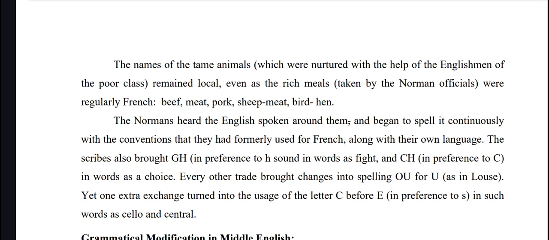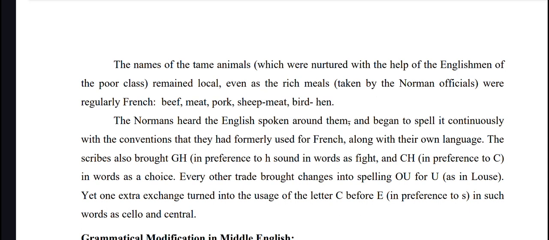The names of many animals were named by the Englishmen of the poor class and remained low in place, even as the meats enjoyed by the rich men of the Norman officials were regularly French: beef, mutton, pork, veal, bacon.